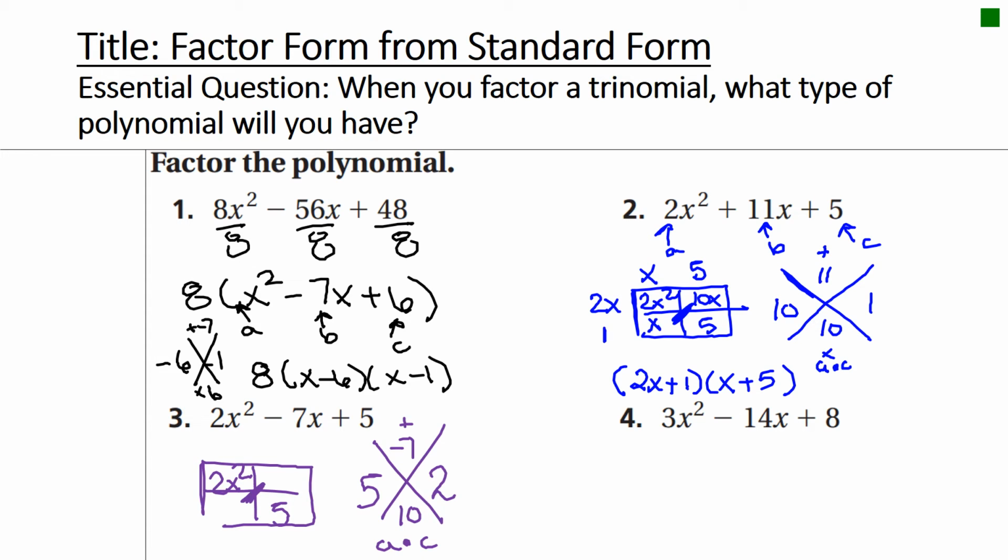So 5 and 2, one of these has to be negative, or both of them, because we're adding to negative 7, and it is both of them. In our box, we have negative 5x, and we have negative 2x.